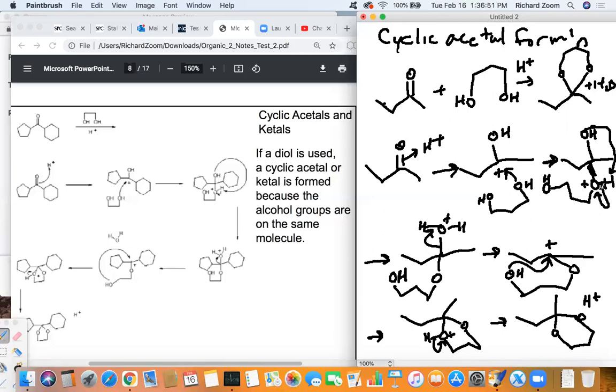We know that this O needs to lose the H, right? And this needs to gain an H plus. And then it leaves. See, look what happened. As soon as it gained that H plus, what did it do? It left, right? And that left a positive charge on the C, which allowed the other O to join.